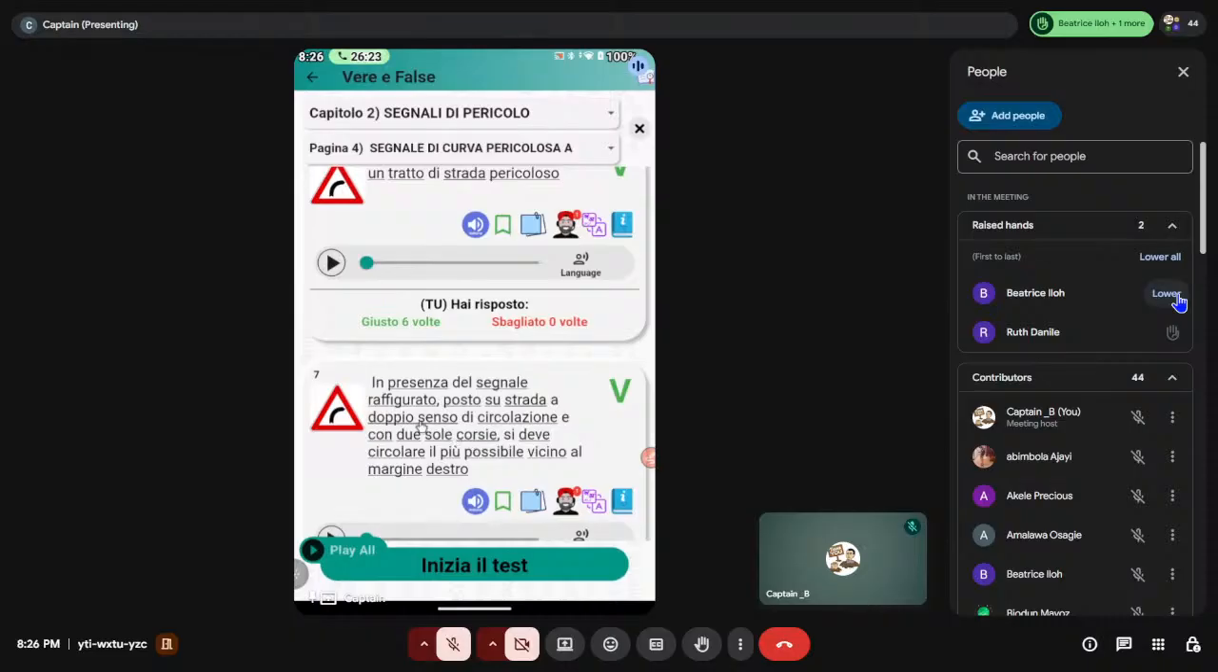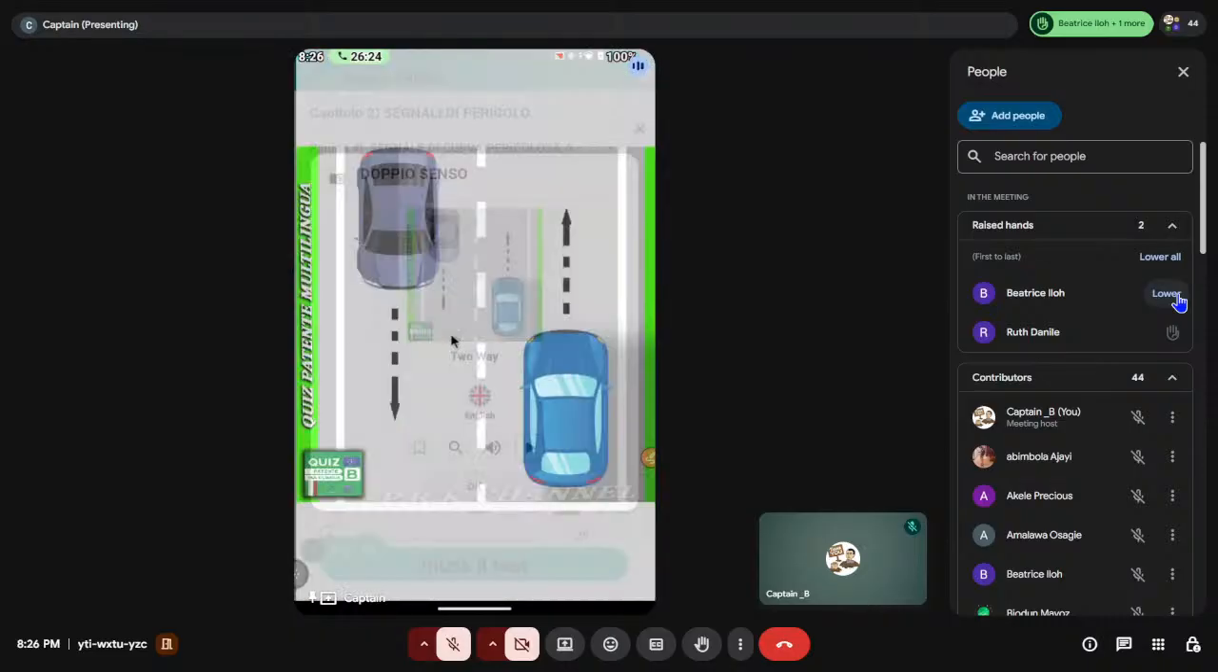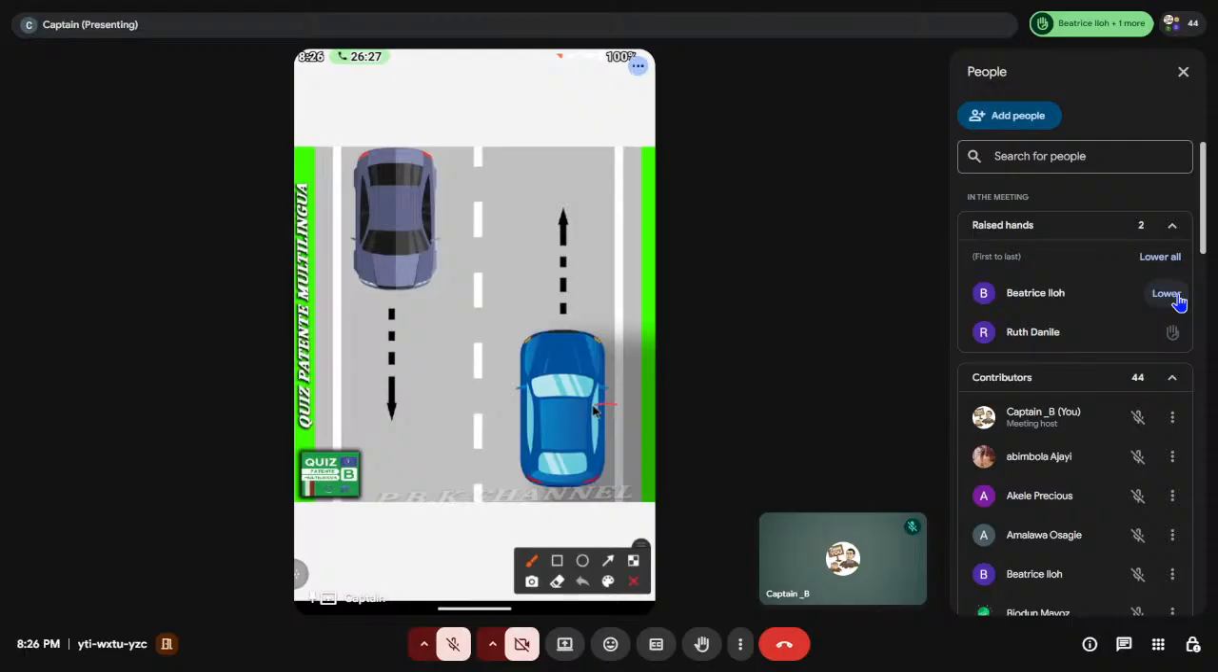Now, look at it here. Let me show you again. You see these two vehicles? They are naturally close to the right. This is the right side. This is the right side. None of them is circulating in the middle. You understand? So the question said that they have to circulate more closely to the right, destra. Yes, thank you, sir.